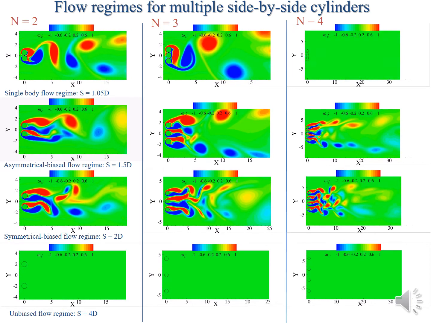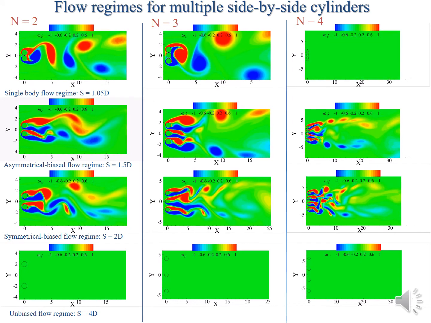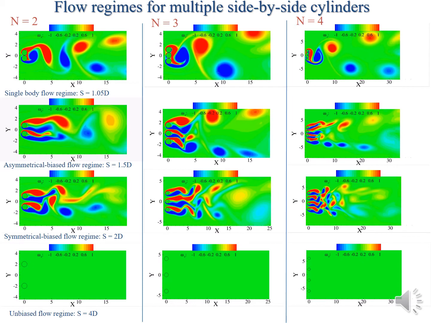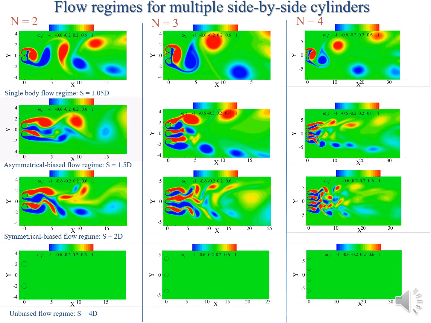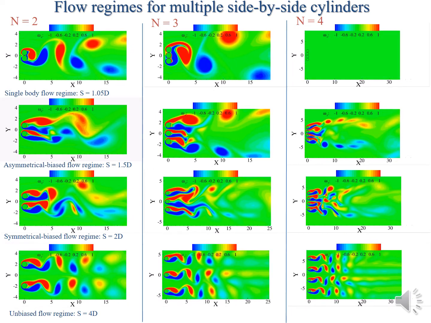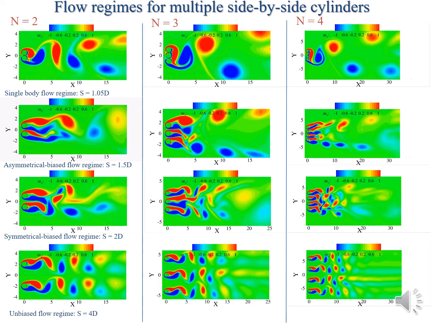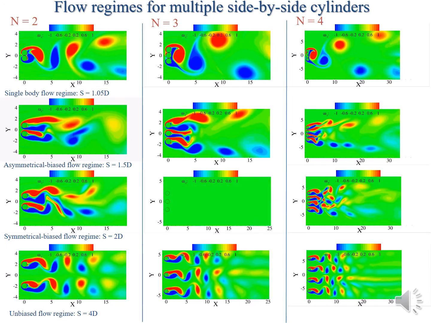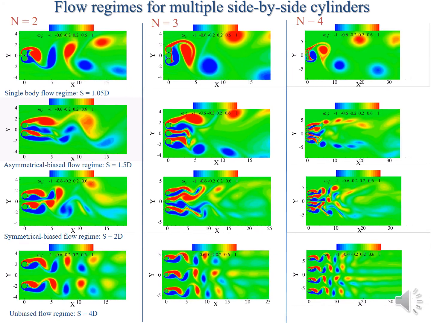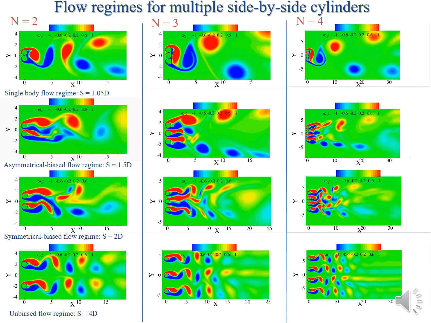And then if we look at the symmetrically biased flow regime, we find that we have the wake that is deflected almost equally in both sides. And that is actually true as you increase the number of cylinders in the configuration. Finally, if you put a very high gap ratio, like the gap ratio of 4, we find that the cylinders behave pretty independently. There is really minimal interaction of vortices as they are being convected downstream. So we call that kind of a regime the unbiased flow regime.